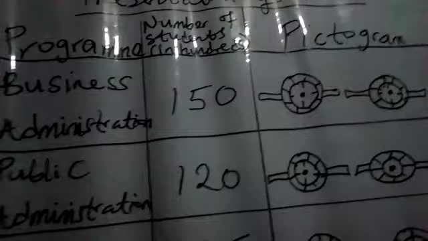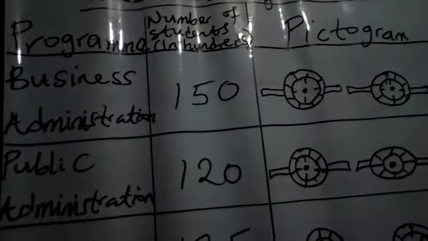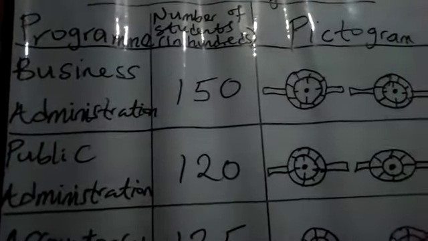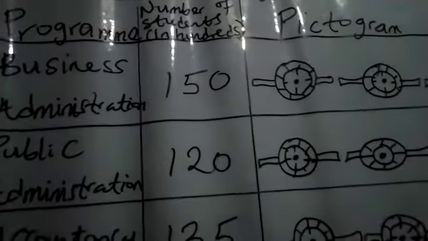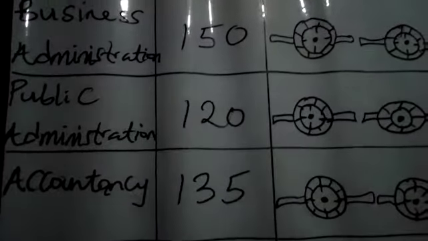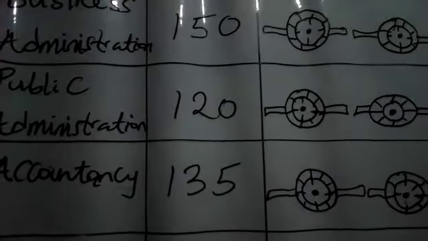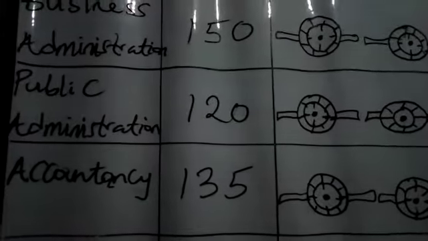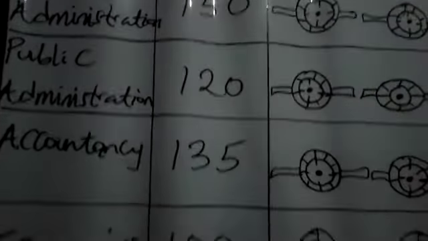For public administration, 120, multiply 120 by 100 to get 12,000. In accountancy, 135, multiply 135 by 100, you get 13,500. In economics, 100, multiply 100 by 100, you get 10,000. In science education, you have 80, multiply 80 by 100, you get 8,000.